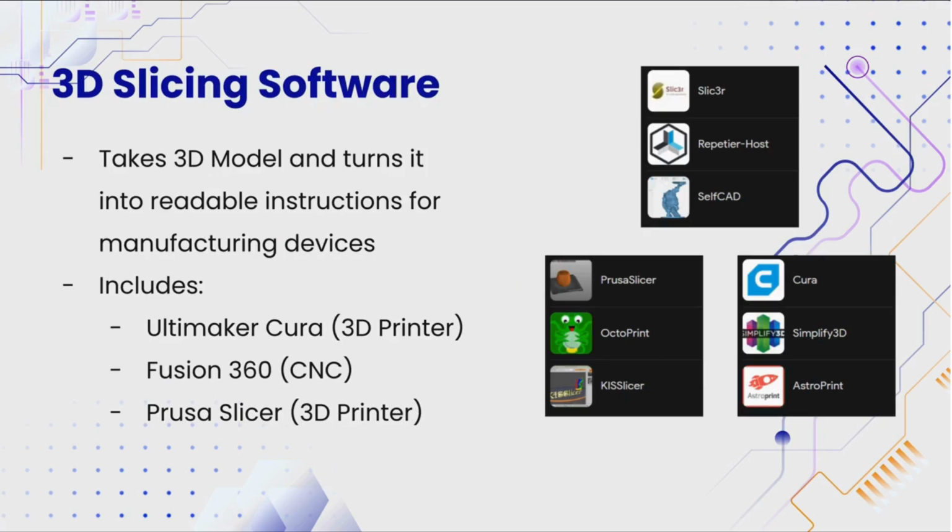This is where slicing software comes into play. Slicing software takes your 3D model and converts it into a series of thin horizontal layers. These layers are then translated into instructions called G-code that tell a 3D printer or CNC machine how to create the physical object layer by layer. Some common slicing software includes Cura, Fusion 360, and Prusa Slicer.